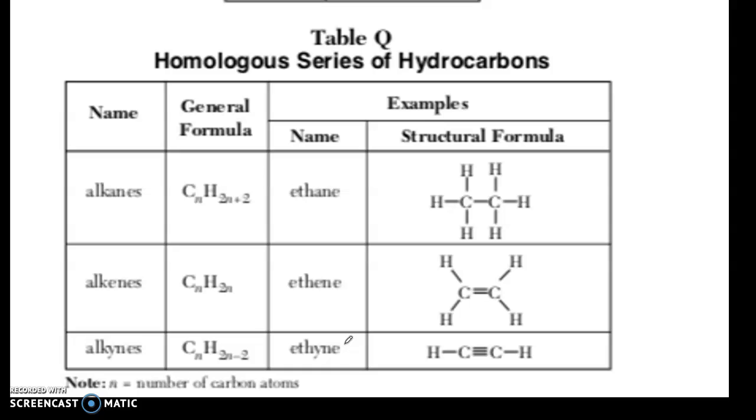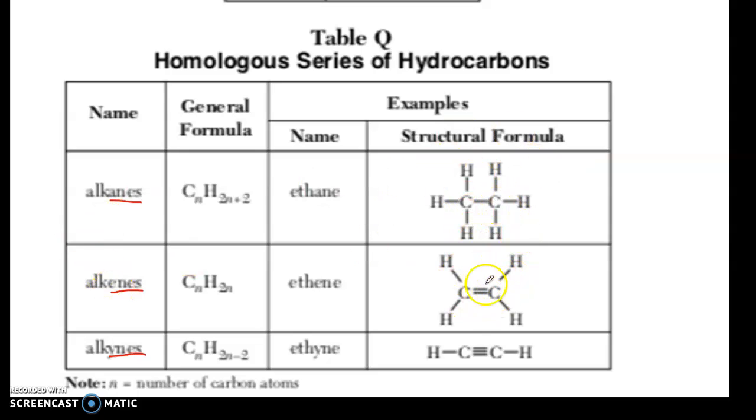Alkanes, alkenes, and alkynes. Now, the difference between these are obviously the endings. Alkanes end in -ane, alkenes end in -ene, and alkynes end in -yne, right? And they're also different because alkanes are all single bonds alone.